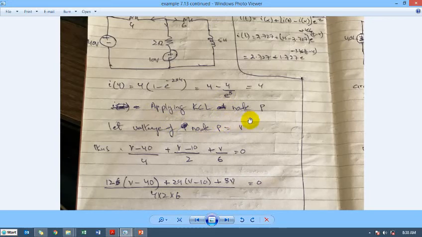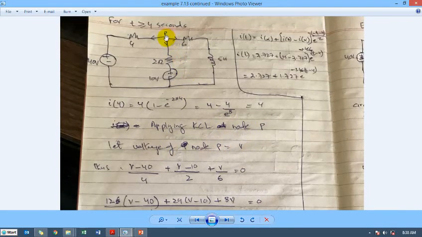Then applying KCL at node P, where I have just marked node P, and then writing the KCL. So what is going to be this current? Voltage of P, that is V, I have just given it the name of V of node P.